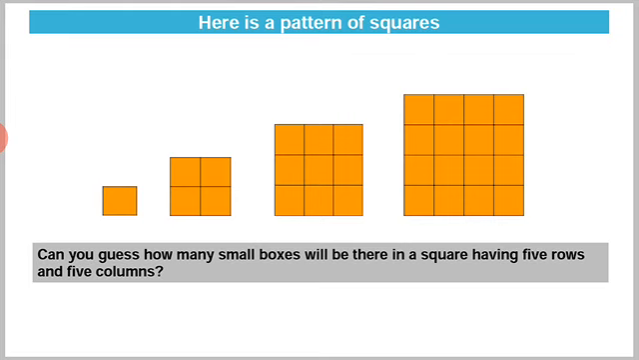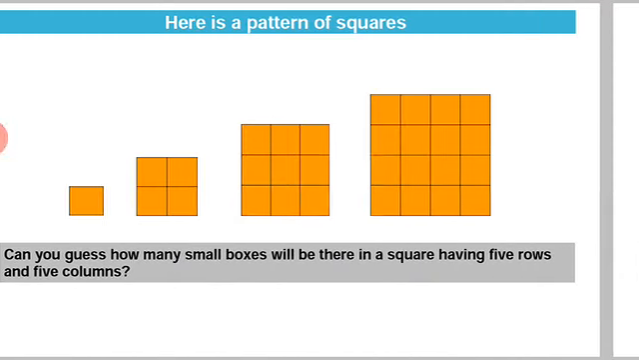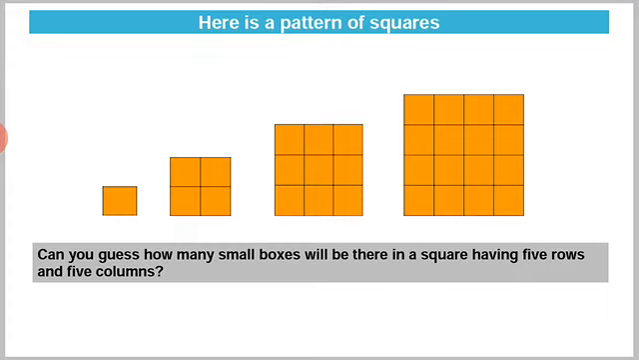Here is a pattern of squares. Observe the pattern. Can you guess how many small boxes will be there in a square having 5 rows and 5 columns? So let's count in each first.